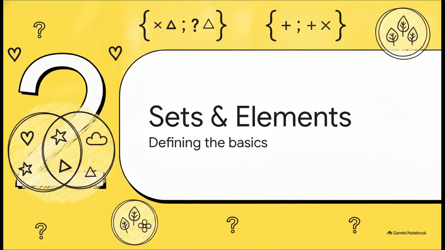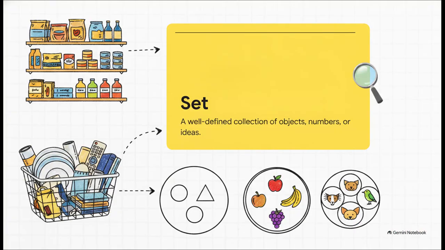Moving on to part two, defining sets and elements. So whenever you organize household items, or perhaps you're sorting goods for inventory in a sari-sari store, you're actually creating what mathematicians formally call a set. A set is simply a well-defined collection of objects, numbers, or even ideas. The absolutely crucial phrase here is well-defined. That means there is a clear, undeniable rule for why those specific things belong together.